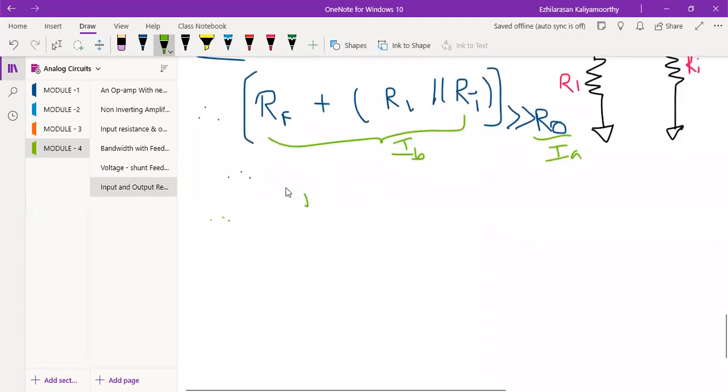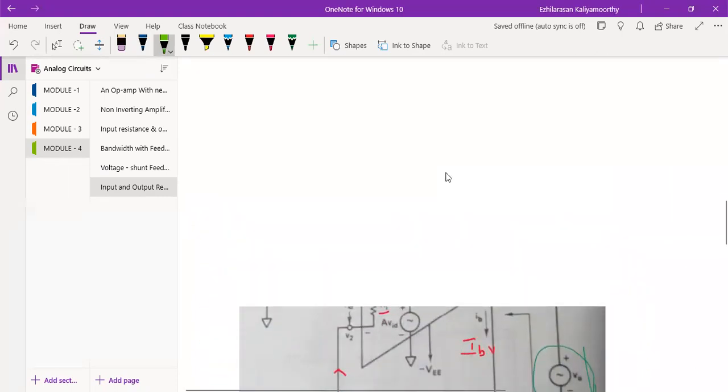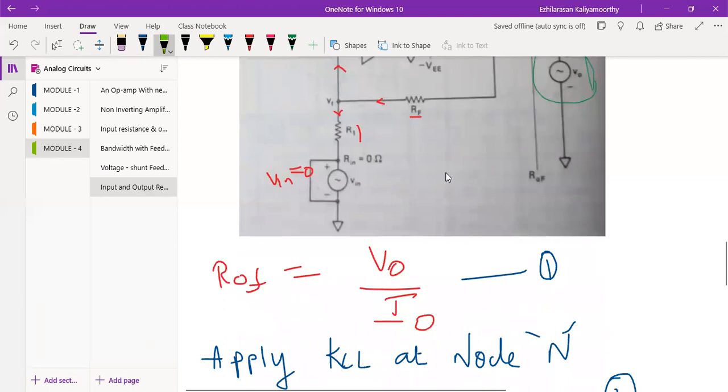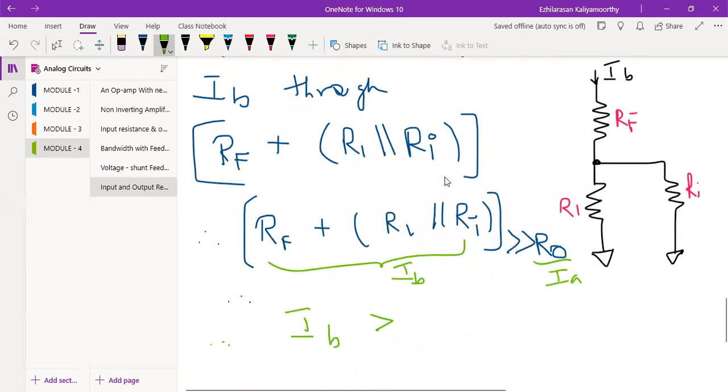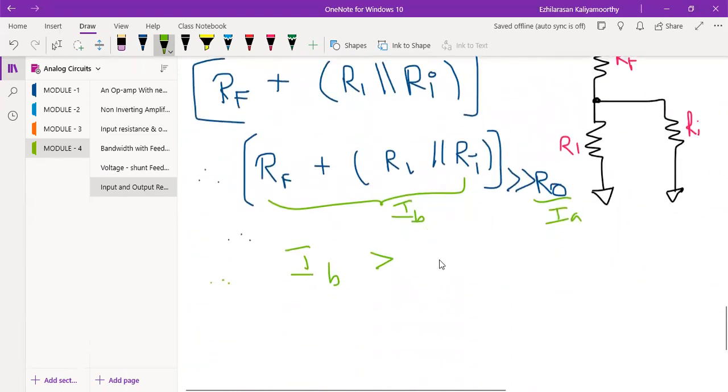From this, I can write this as... sorry, this is your IA, right? R0, RF plus RI by RI, since this is very much greater than R0. So IB greater than IA. So not IB actually.